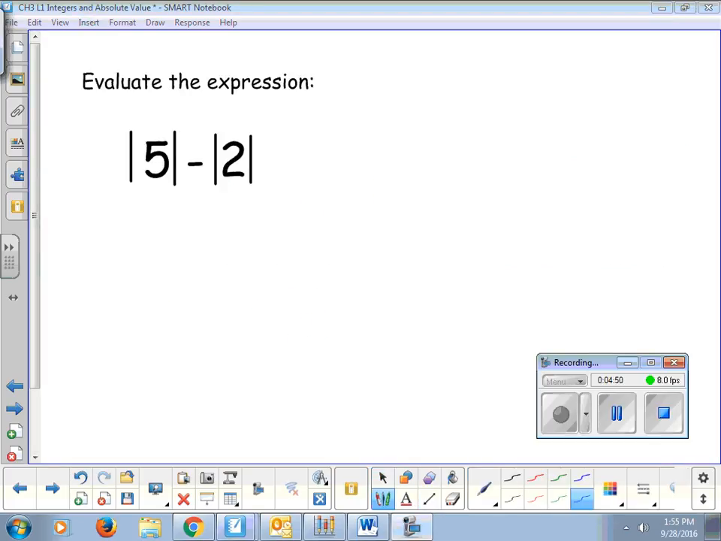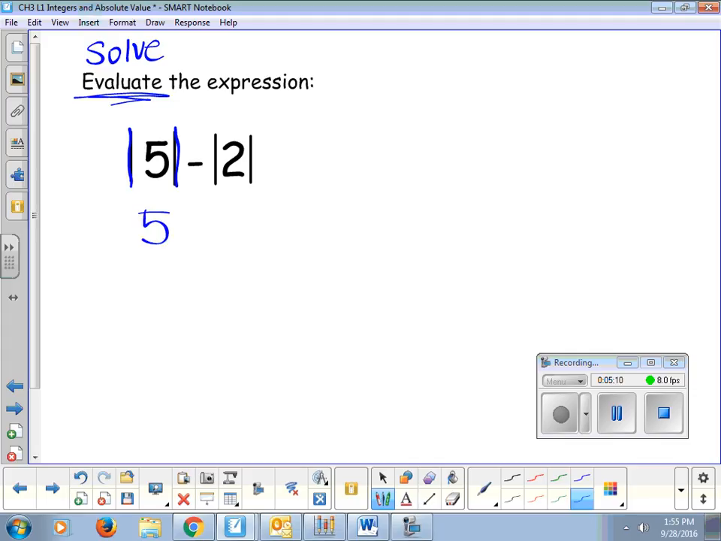The next question, they want us to evaluate. What is another word for evaluate? Look at. Solve. So we're going to solve the expression. Remember, these bars mean absolute value. What is our absolute value of 5? Or how far away is it from 0? 5. It's 5 units away. I'm going to bring down my minus sign. What would be the absolute value of 2? 2. And 5 minus 2 gives me a value of 3.